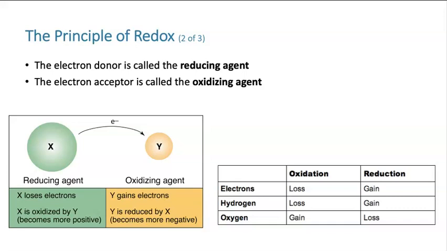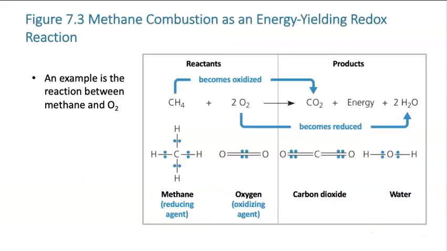So the way you can think about this is if we're looking at oxidation, electrons are lost, hydrogen is lost, and oxygen is gained. When we think about reduction, electrons are gained, hydrogen is gained, but oxygen is lost. And I'll try to point that out as we go along. That'll help you remember what's going through oxidation, what's going through reduction, what's the oxidizing agent and the reducing agent, and so forth.